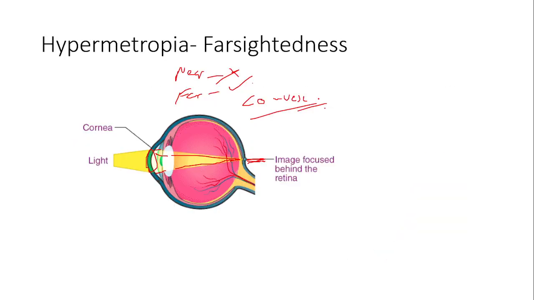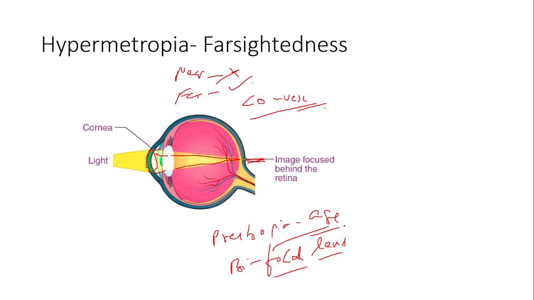Next one more is presbyopia. Due to age factor it happens. How to correct? Use bifocal lens. You need two lenses here, concave and convex; if you use them, presbyopia gets solved.